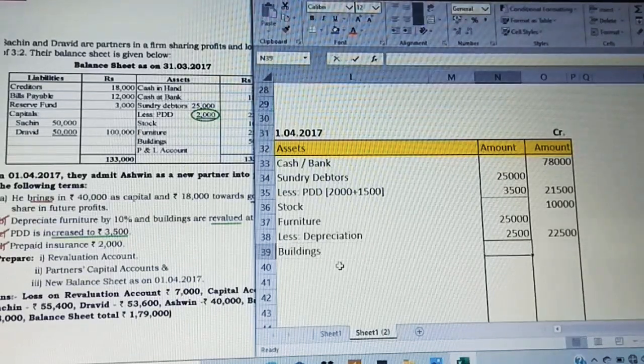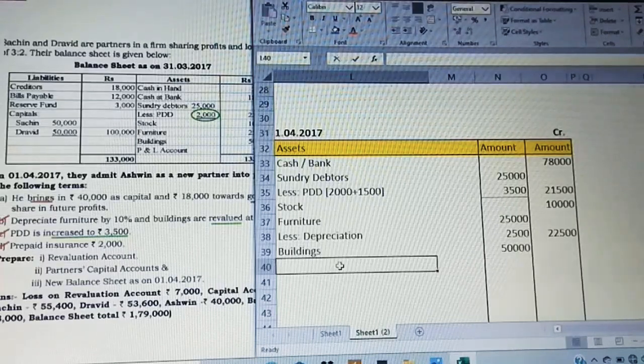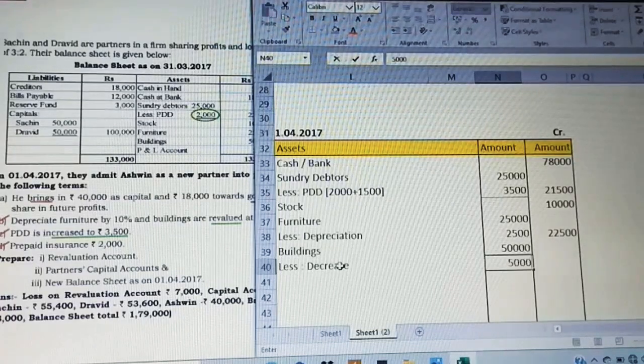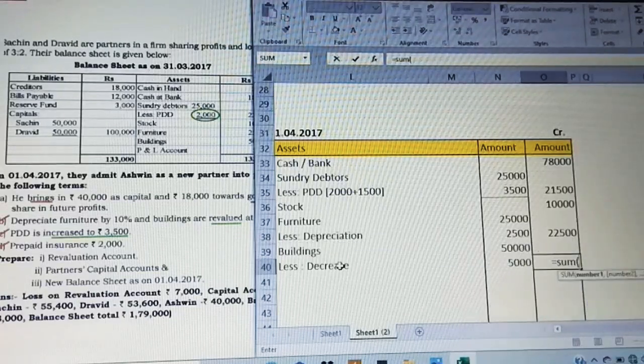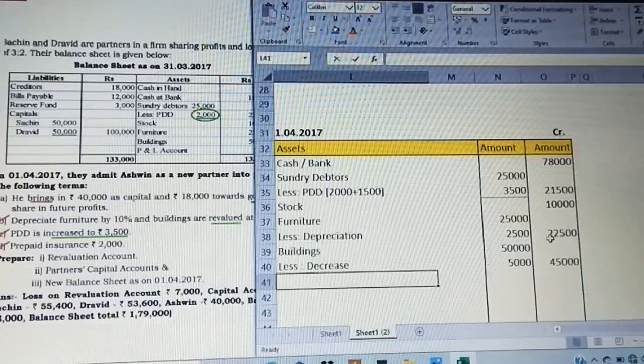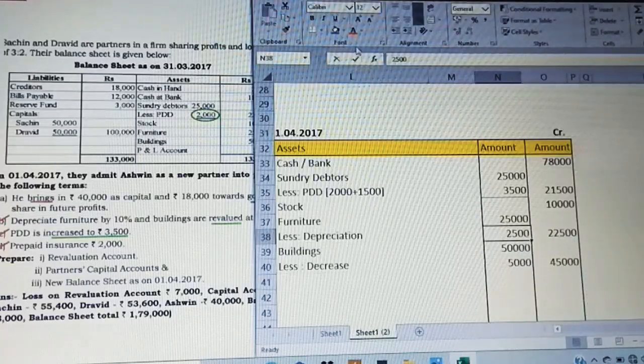Buildings, 50,000 is the value given in the balance sheet asset side. So we have less, it's decreased. 5,000 is going to be the value decrease. So I get the actual value which is given in the adjustment as 45,000. Similarly, I got the value which is as per the adjustment given.